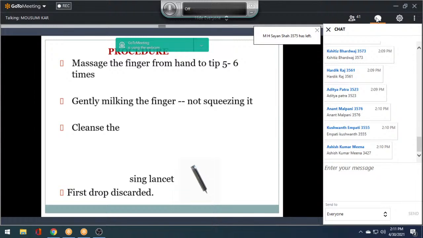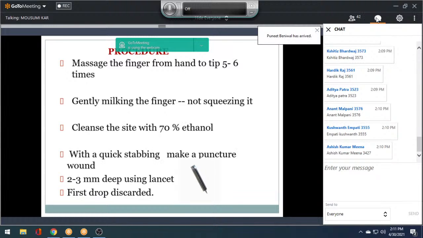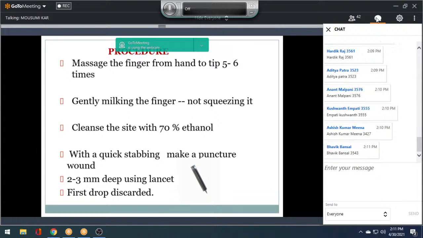Now, the procedure, I'm sure we all know, but just to understand: massage the finger 5 to 6 times and gently milk it. Do not squeeze it. You cleanse the site with ethanol, and with a quick motion, a quick stab, you make a puncture which is 2 to 3 millimeters deep using a lancet. And you discard the first drop because the first drop is often contaminated with tissue fluid. So you discard the first drop.